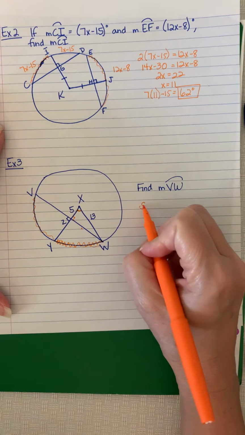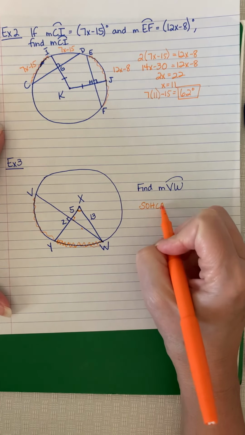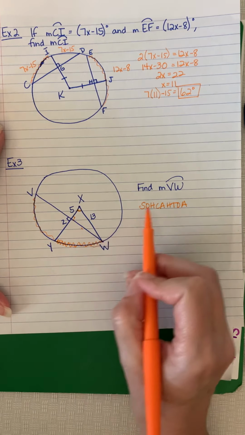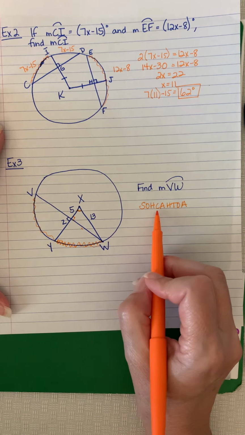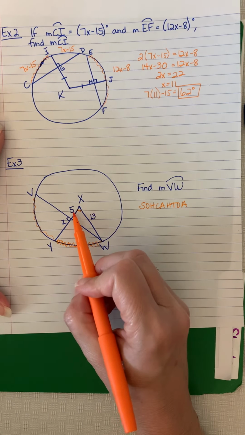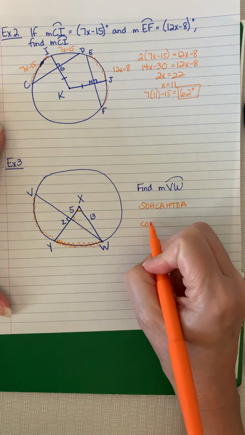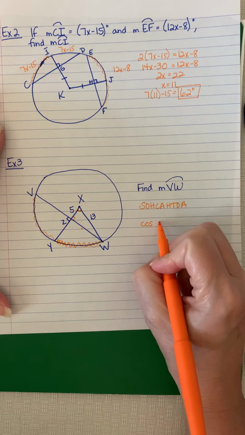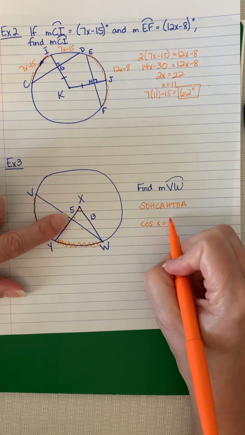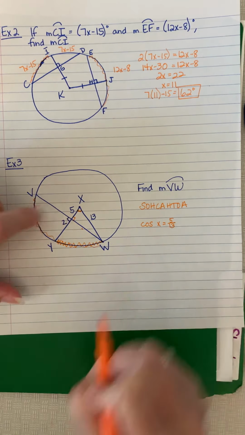And so let me write that down so we know exactly which one we're going to use. We know that 13 is the hypotenuse. Therefore, we're going to either have to use sine or cosine. If I'm looking at this angle right here, 5 is adjacent to it. So therefore, I'm going to use the cosine of angle X, and that is equal to adjacent over hypotenuse.